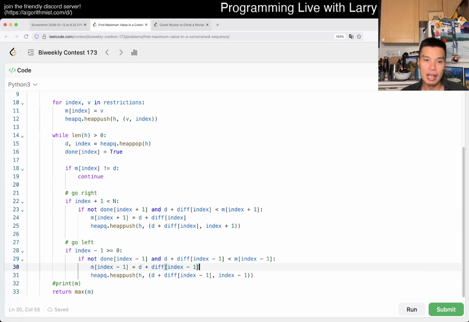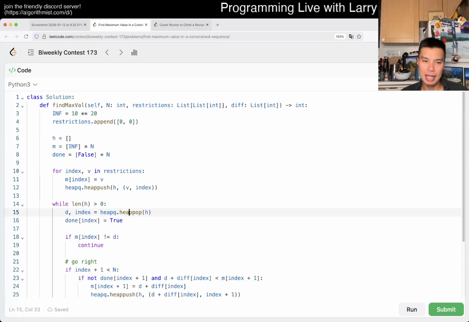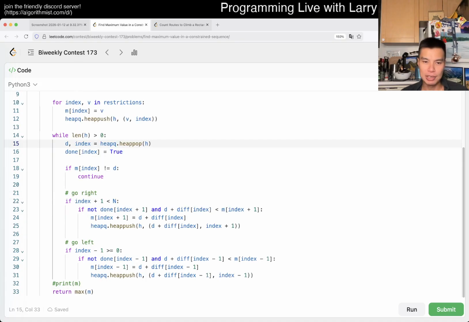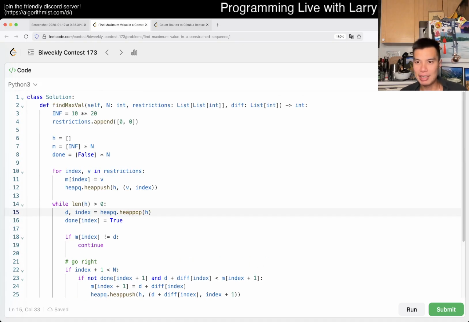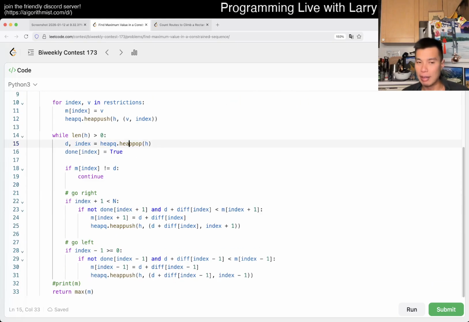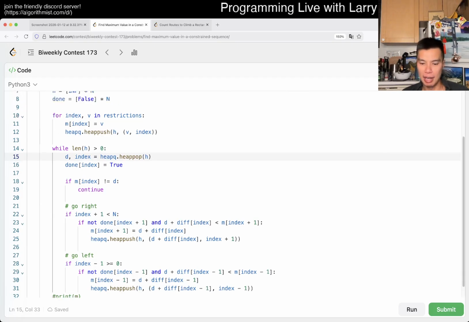But yeah, there's a heap. It's Dijkstra. It's going to be n log n, right? For this problem, there are n nodes, but only O of n edges, because you can only go left and right. So everything's n log n. And that's it. That's all I have with this one. Let me know what you think.